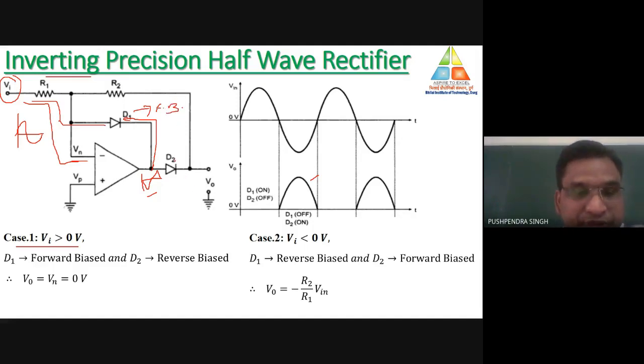What about D2? The positive terminal of D2 is connected with negative voltage. Due to that, the diode will be in off condition, in reverse biasing condition. That means D1 is in on condition, but D2 is in off condition. D1 is forward biased and D2 is reverse biased. When it is in reverse biasing condition, the output terminal, here is your V0.